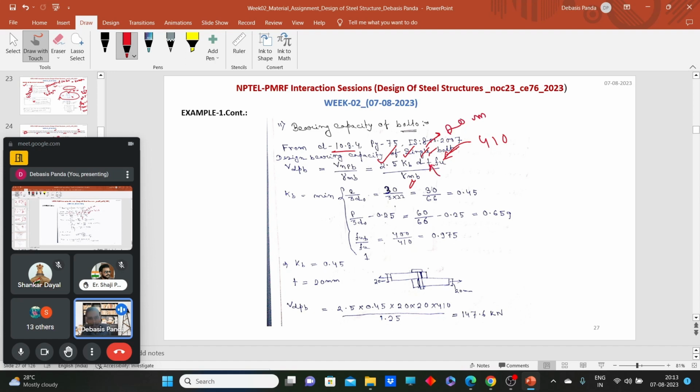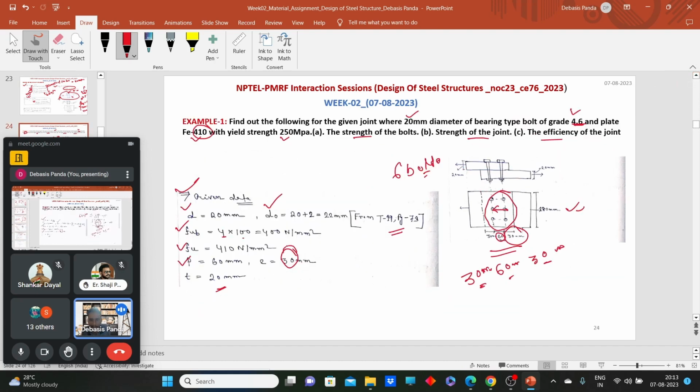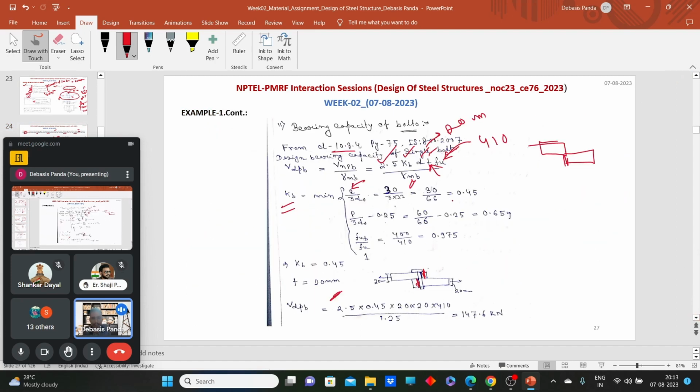What is the value of t here? We have only 2 plates, right? 20 mm and 20 mm. Here it is written 20 mm and 20 mm. So obviously 20 mm. Now what will be the value of kb? So kb we can calculate using e by 3d0. So what is the value of e? I already told you, write down the given data. So here in the given data, that e value is provided, p value is provided. So we can easily calculate the value of kb. So kb comes as 0.45.